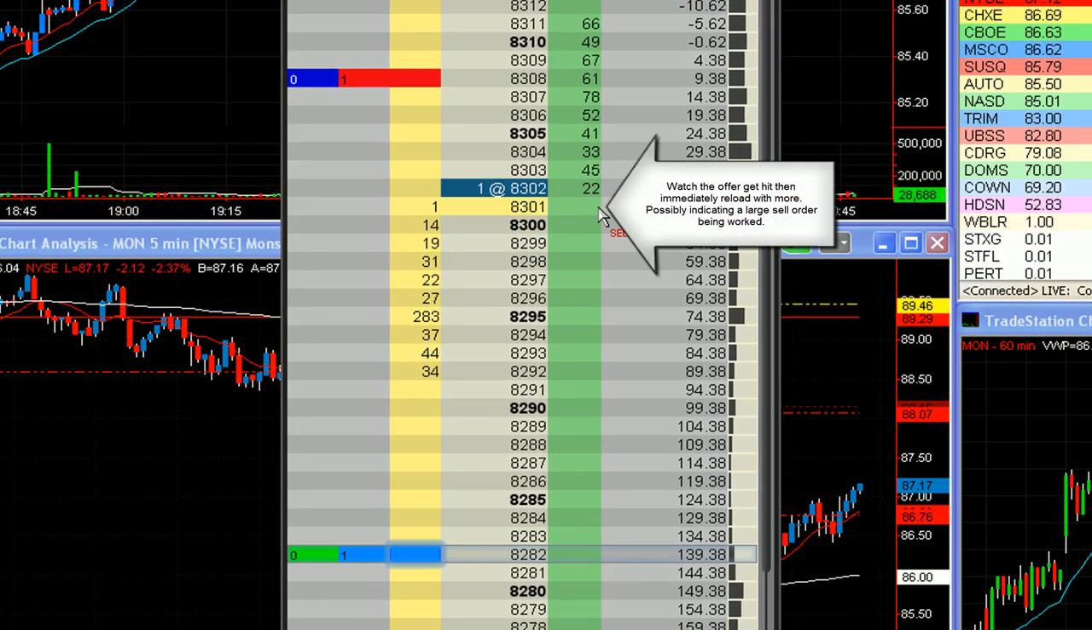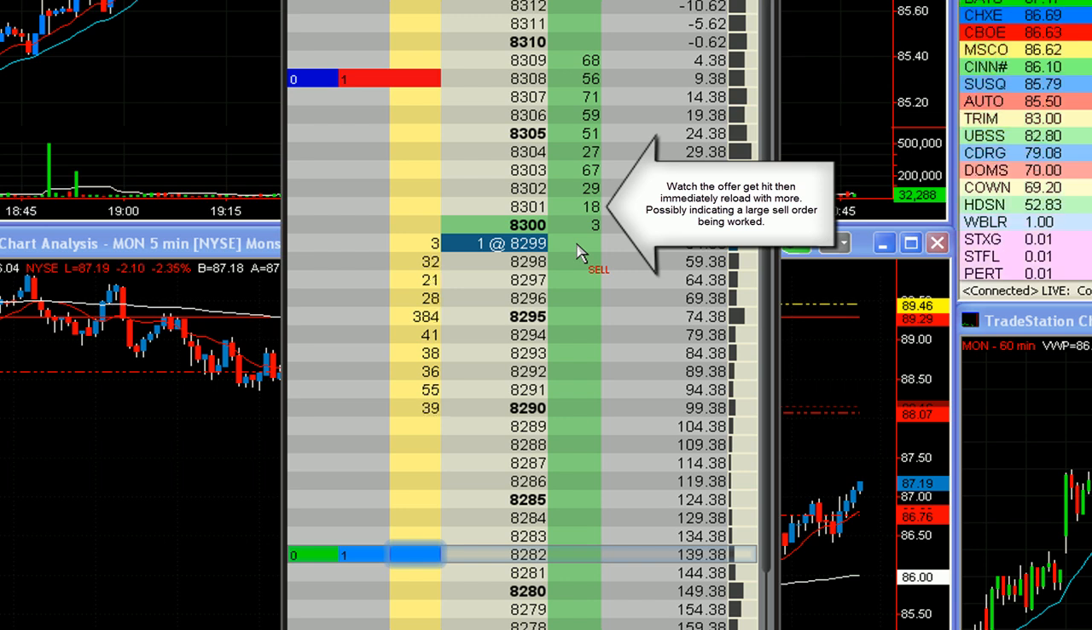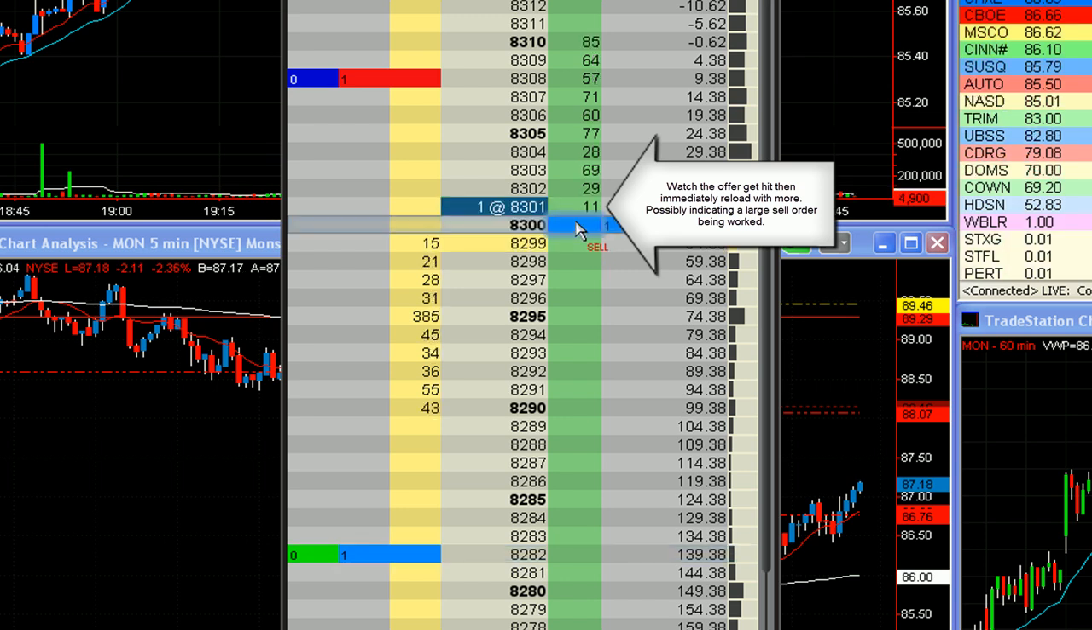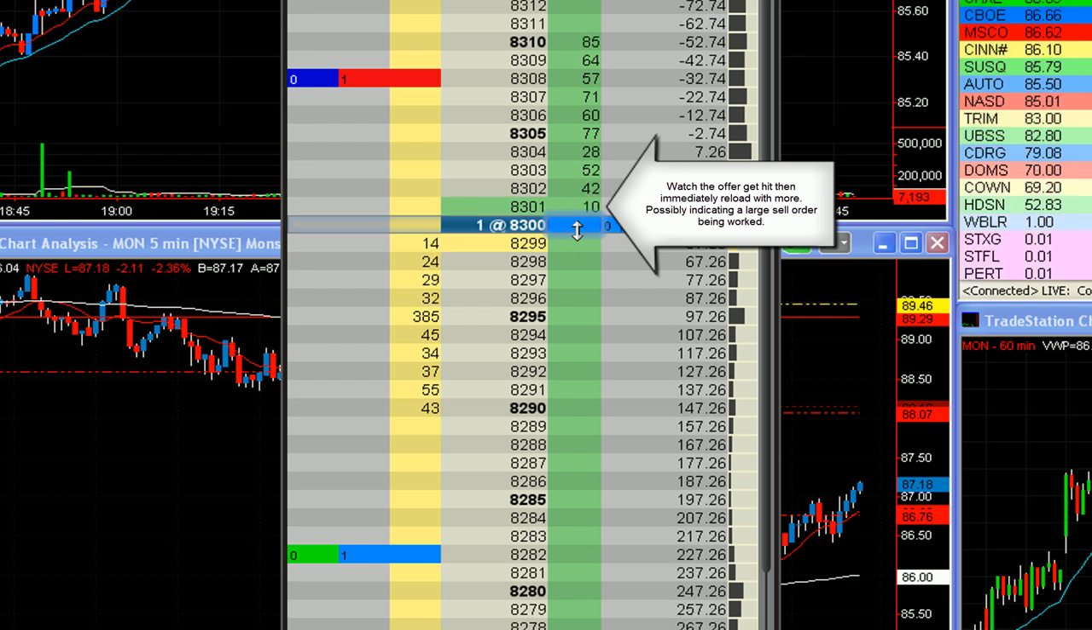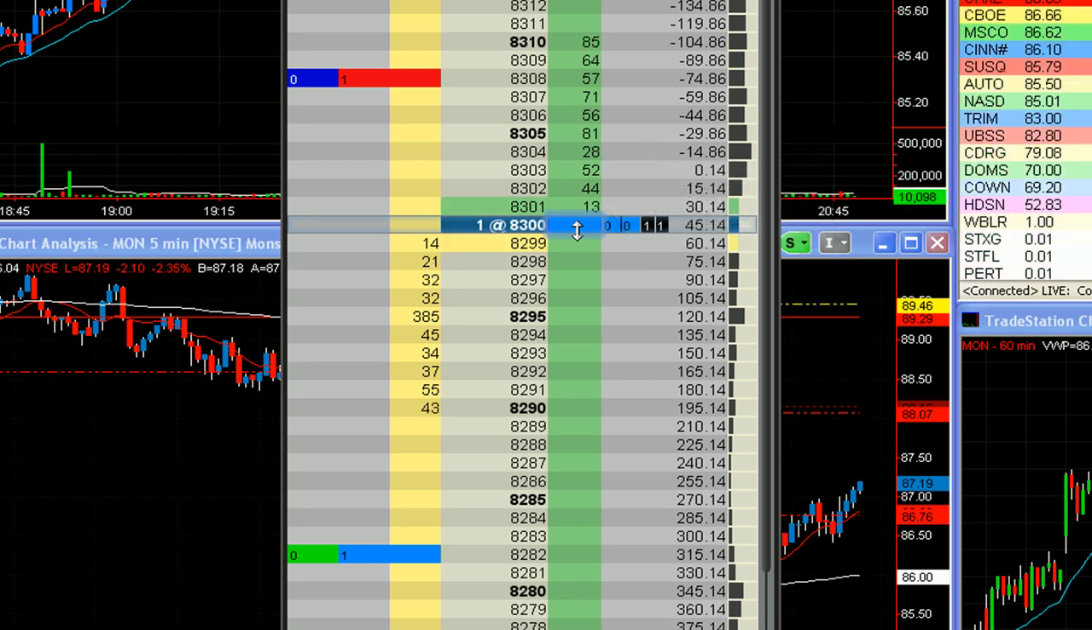But interestingly here you can see the 8301, he's lifting but he's reloading very quickly. You can see that 25 came back on. So we've had a push lower to around the 96. We've got a big bid there at 8295. You can see 380 contracts, but you can also see that when 8301 is hit, it's reloading. Now that's what I've spotted there, and I've added another 2 contracts short at 8300.